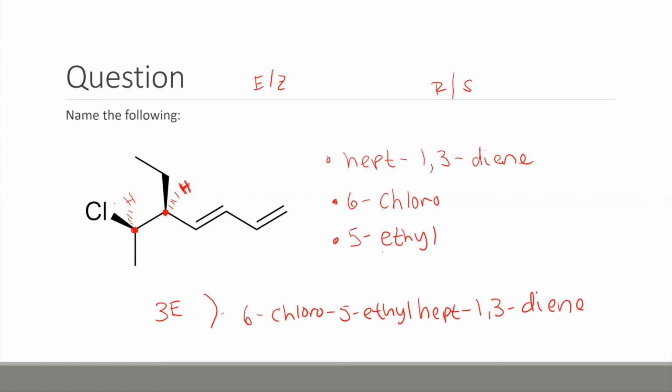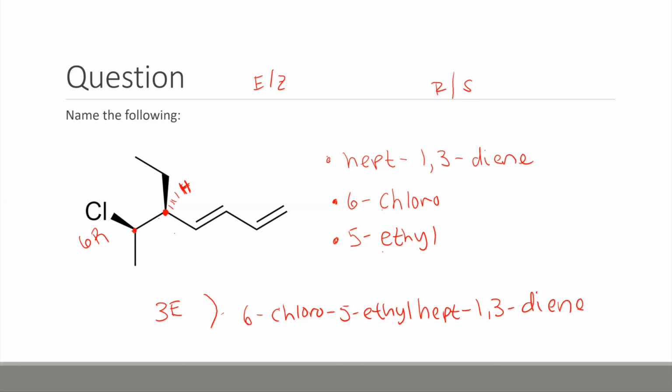So let's assign our priorities. We'll start on this one that has the chlorine. Here our priorities would be 1, 2, 3, which is a clockwise rotation. Clockwise rotation is R, and so on position 6, right here, we have an R rotation.